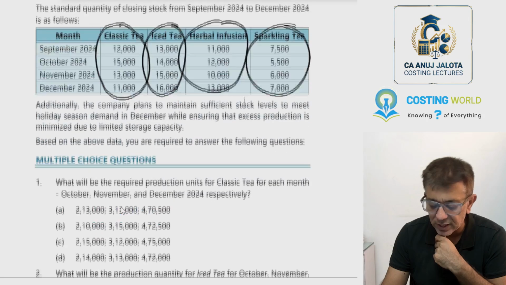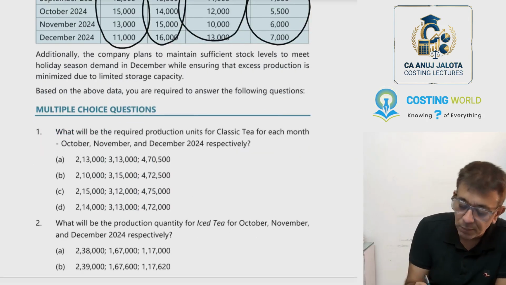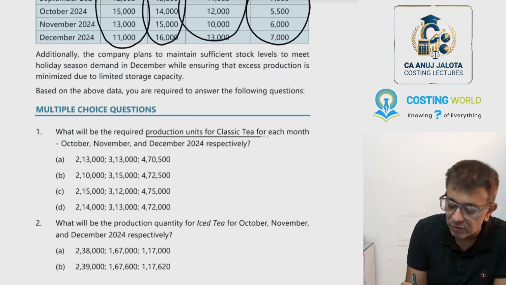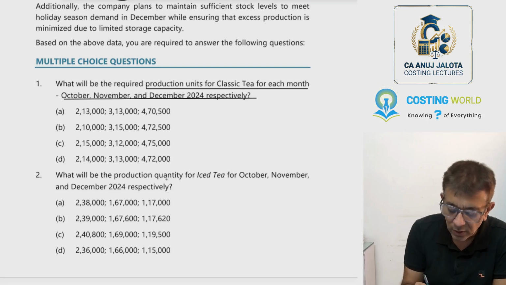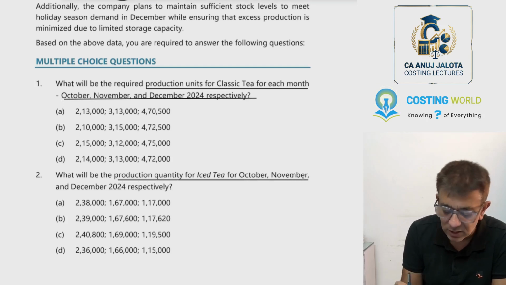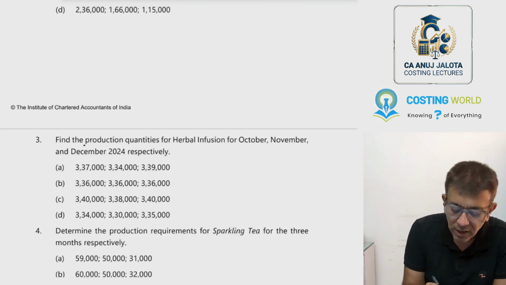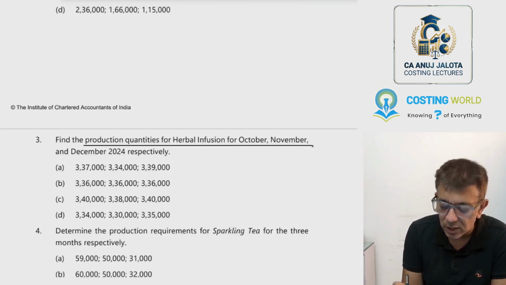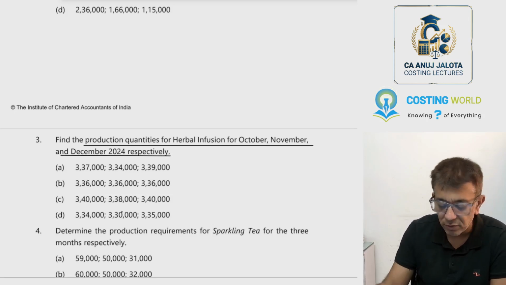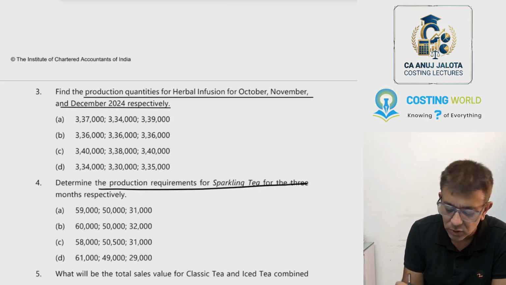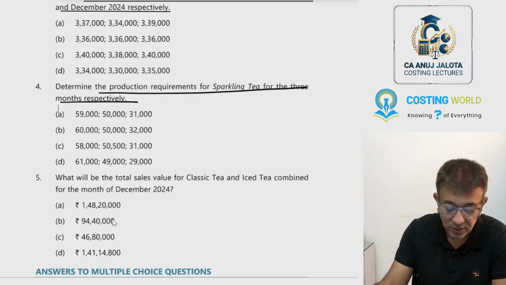Based on the above data, you are required to answer the following questions. What will be the required production units for classic tea for each of the months October, November and December respectively? What is the required production quantity for iced tea for those 3 months? Find out the production quantities for herbal infusion and for sparkling tea as well. So for all you have to find out quantity produced only. Wait, there is one last question also.